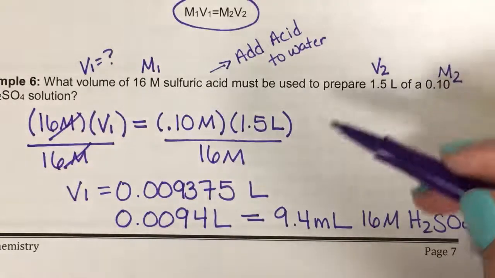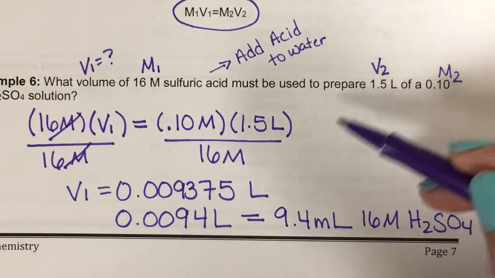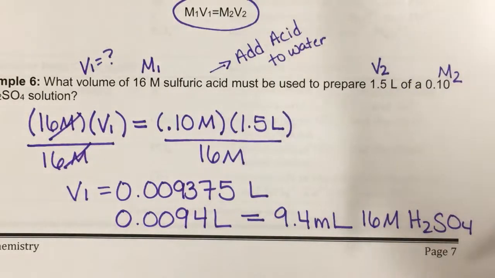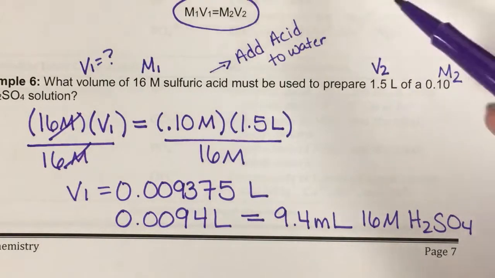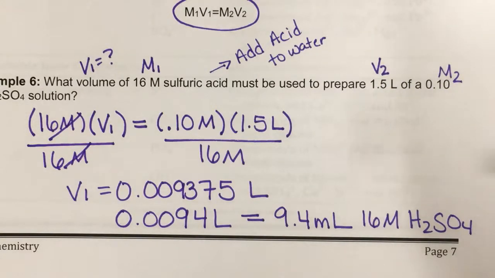So I would actually probably add quite a bit of water first. I would slowly add my acid and then I would add more water to it. But I would need to add enough water to get up to this 1.5 liter mark. Okay?